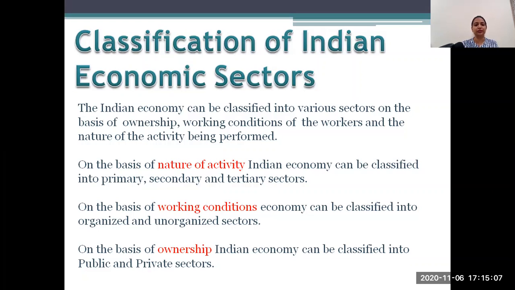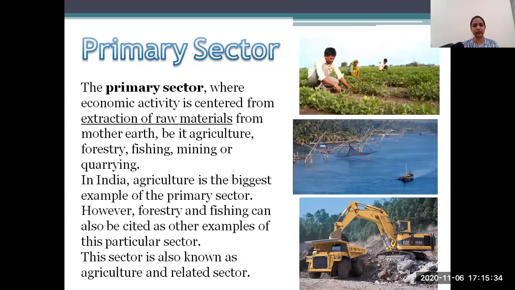So on the basis of nature of activity, Indian economy can be classified into primary, secondary, and tertiary activities. And the same economy can be classified on the basis of working conditions as organized and unorganized sectors. Whereas we can also categorize Indian economy on the basis of ownership as public and private sectors. Now let us look at these sectors in detail.